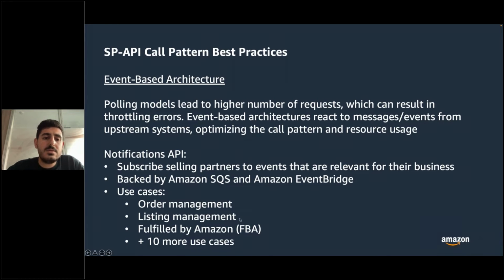There's the order management use case, there's listing management, fulfilled by Amazon FBA, and there are a bunch of others. I'd be more than happy to walk you through the documentation, but let me just discuss a bit some notification types. One type is the order status change notification. This notifies you when there is a new order or when there is an update on an existing order. So instead of constantly checking if there's an update to your order, you can just receive one notification and then perform your related action.